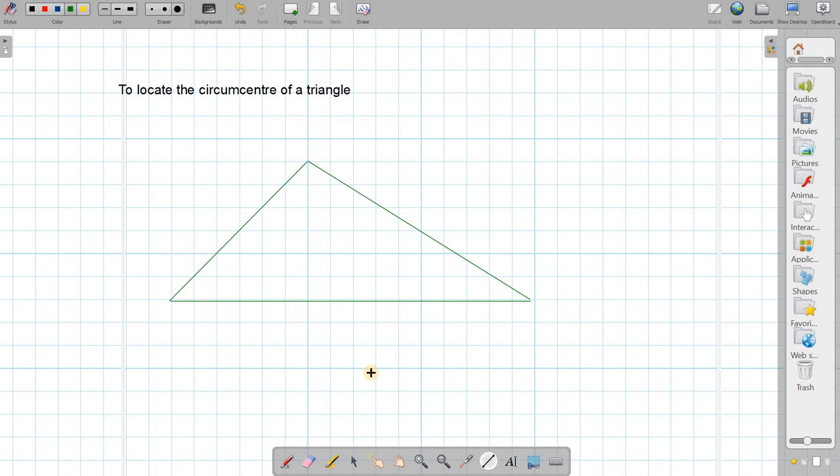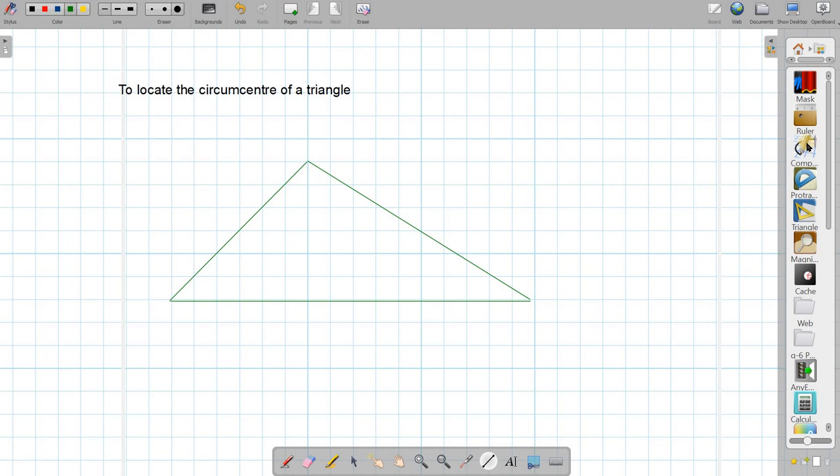What I will do is draw the perpendicular bisectors. I can use a ruler and set square to draw the perpendicular bisector. But instead of that, I can use the compass. I can use this compass to draw the perpendicular bisector. You know how to draw the perpendicular bisector of the three sides.